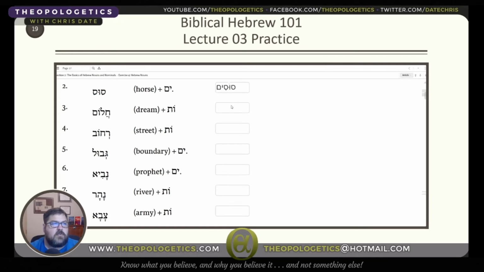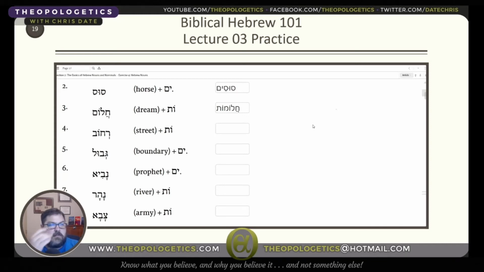Sorry for the font, I can't control what font, at least not that I know of, is used in the exercise blanks in Logos Bible software. Chalom means dream, and they want us to add the ending ot, so my guess would be that this would be something like that, chalomot. Notice that the mem is not in its final form any longer because it's no longer the last letter in the word. Rechov, so that's going to be a little difficult to pronounce. That shva is vocal, but it's hard to do a vocal shva under a resh. Nevertheless, that's what this is, rechov.